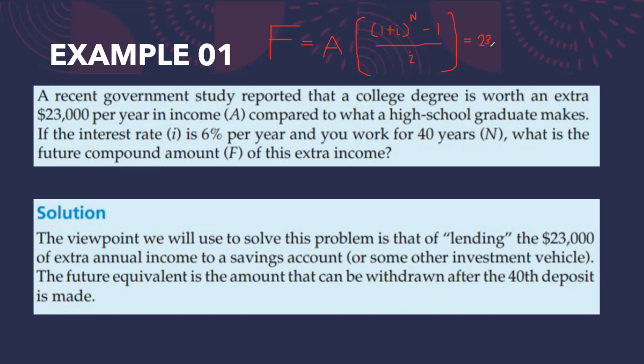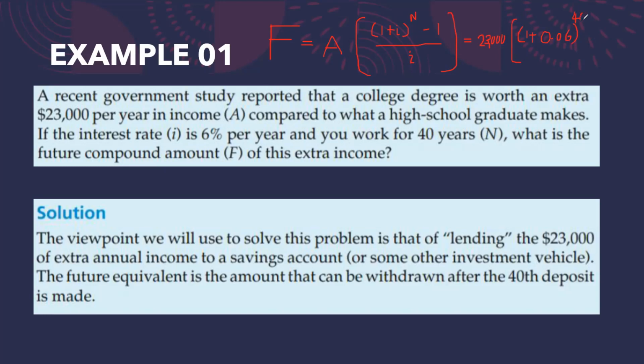23,000 multiplied by 1 plus I. When you put this I, it should not be 6. Since it is 6%, that means 1 plus 0.06. 6% is 6 over 100, to the power of n.